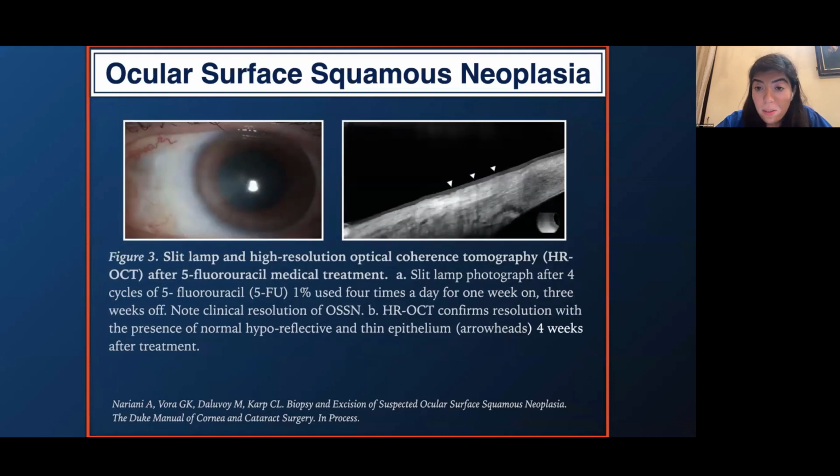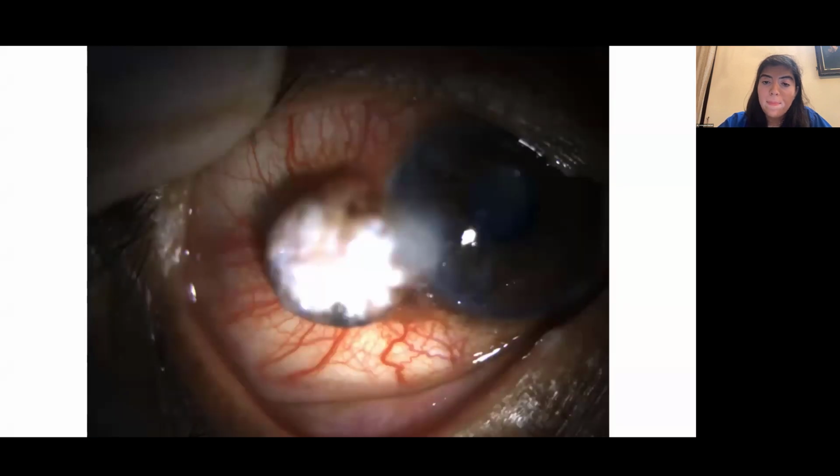After 4 cycles of 5-fluorouracil, there was clinical resolution in that OSSN. Here's a patient of mine.